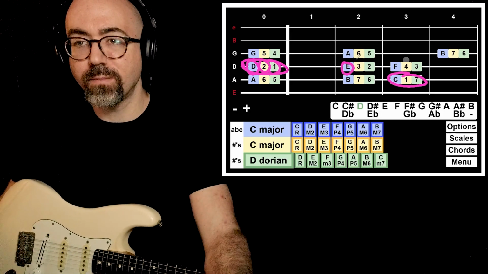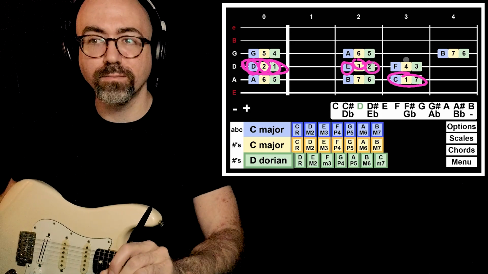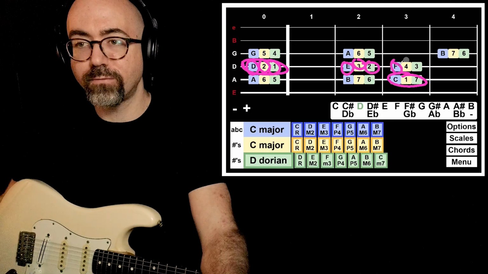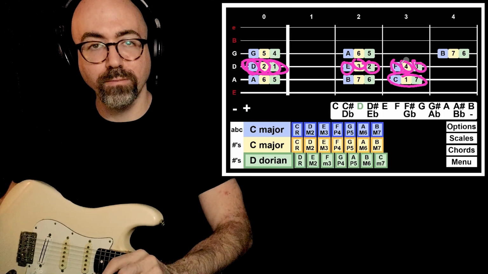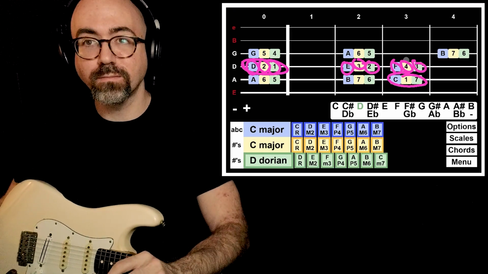E is the 3 of C major and the 2 of D Dorian. F is the 4 of C major and the 3 of D Dorian. So on and so forth. So that's how modes work.